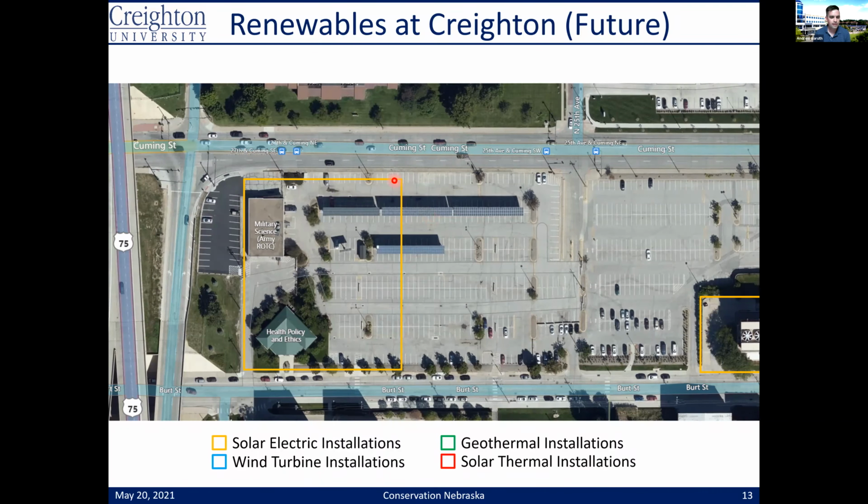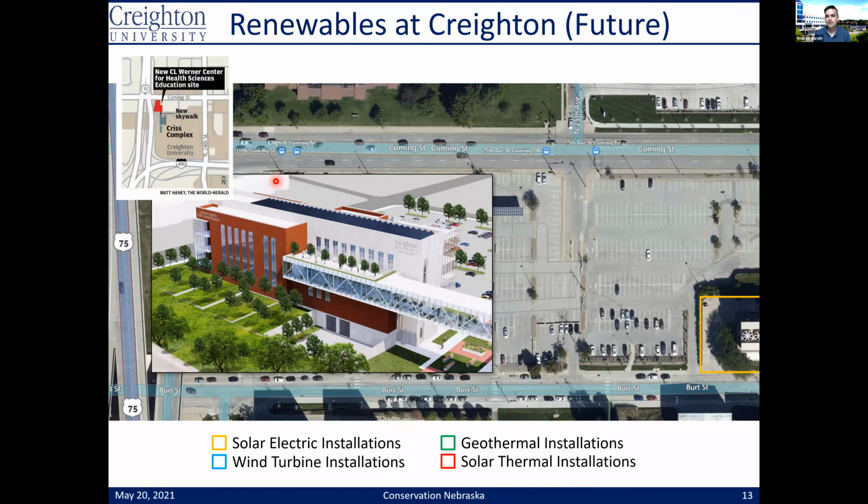So this is roughly the footprint of our new C.L. Werner building. You may have seen infographics of it on the news, for example, or in the paper. Again, it's going to sit right here at the corner of where Cummings hits Highway 75. There's going to be this new crosswalk that goes to the Kiewit complex, which is just south of Burt Street, and it is going to eat up some of our solar array.